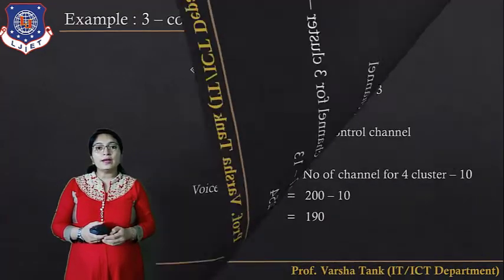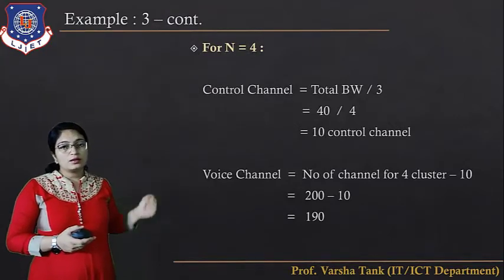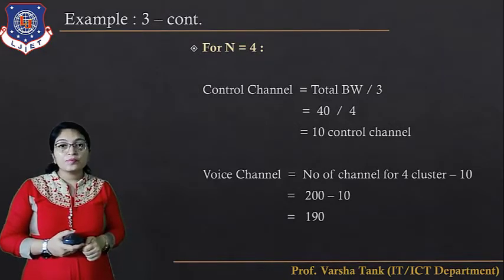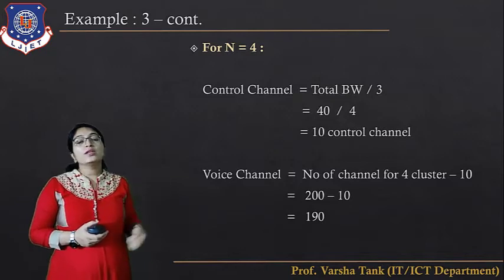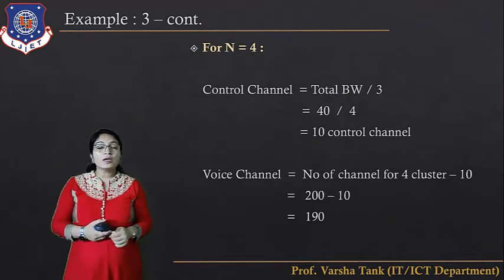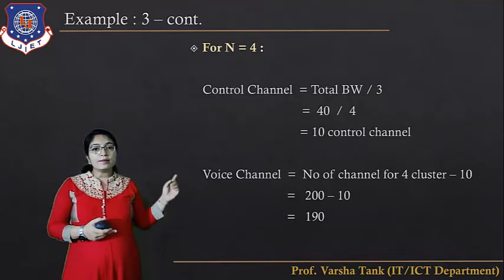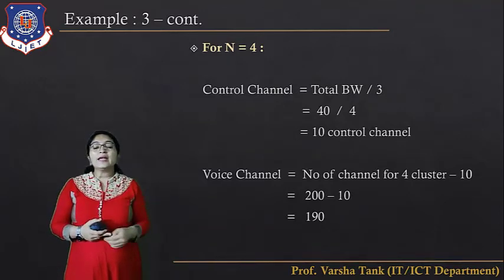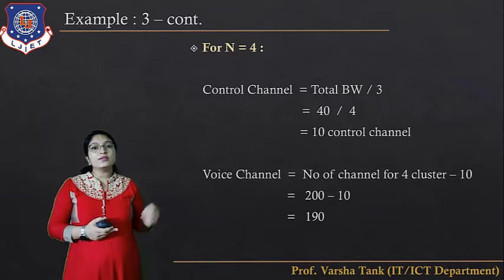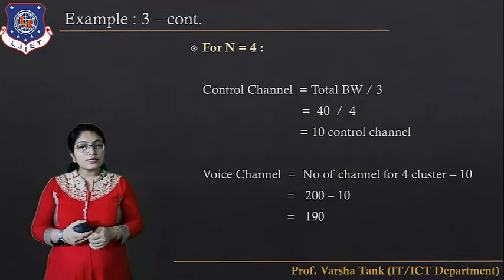In the same way we have to find this for the 4 cell cellular concept. Here the control channel is equal to the total control channels divided by 4, so 40 divided by 4. So 10 control channels are available for the 4 cell reuse system.